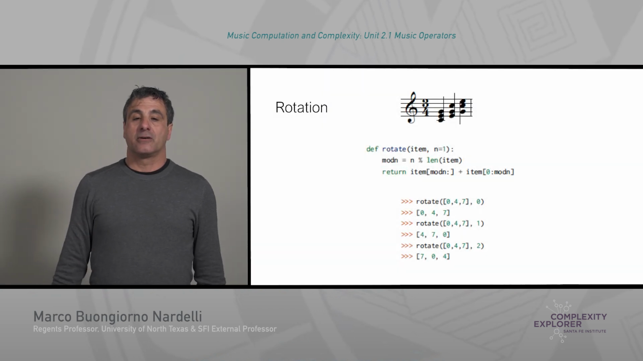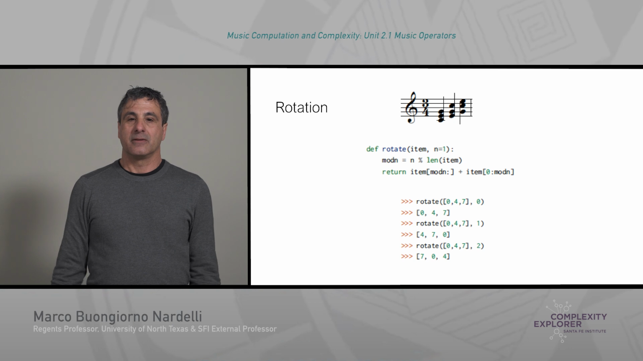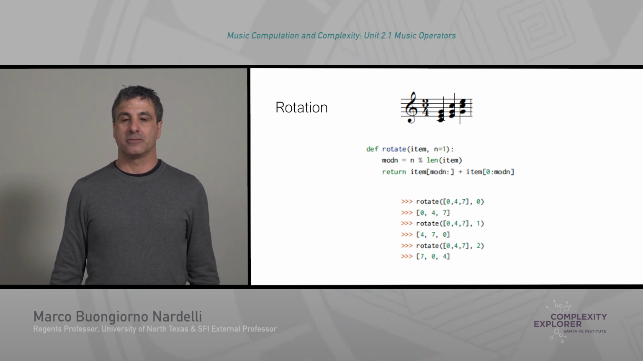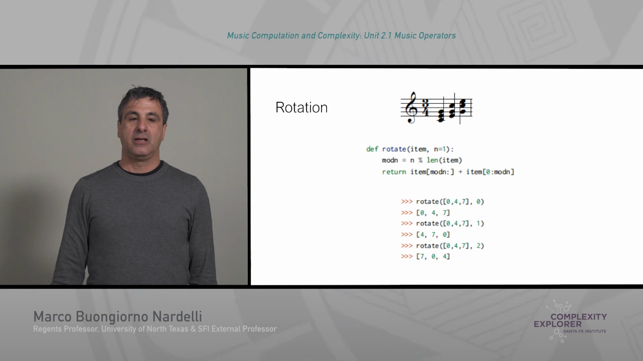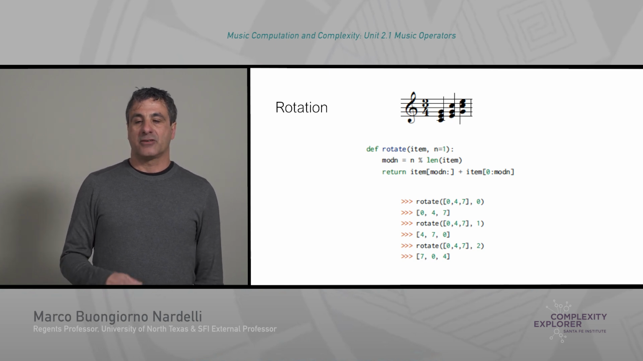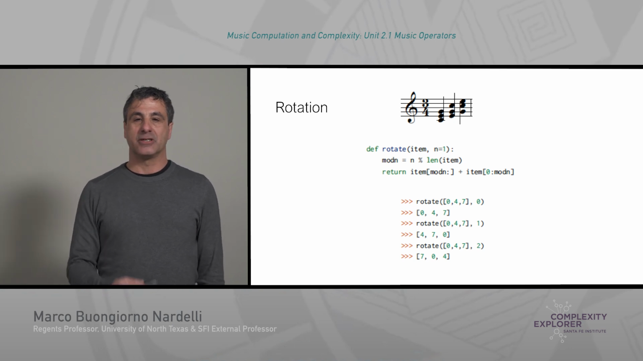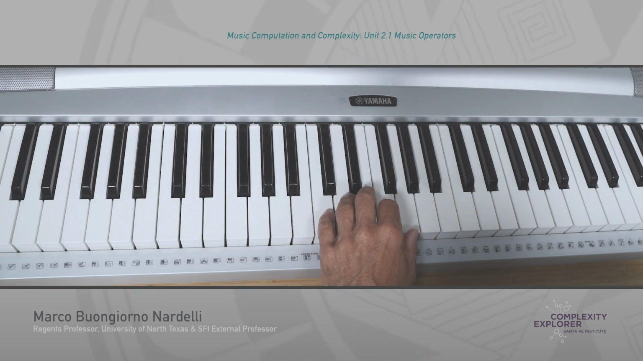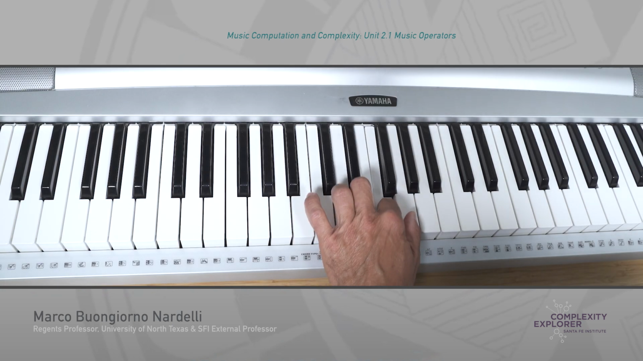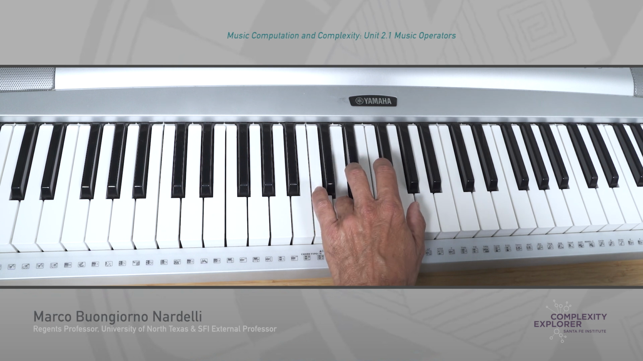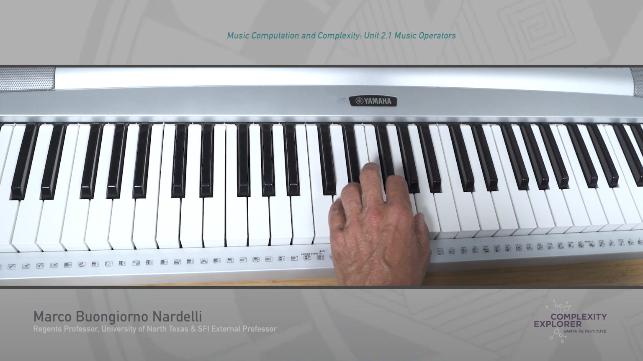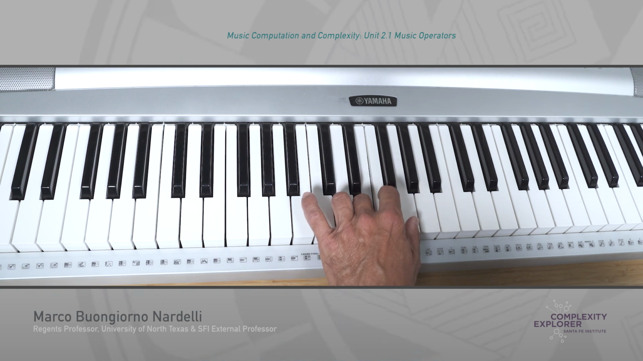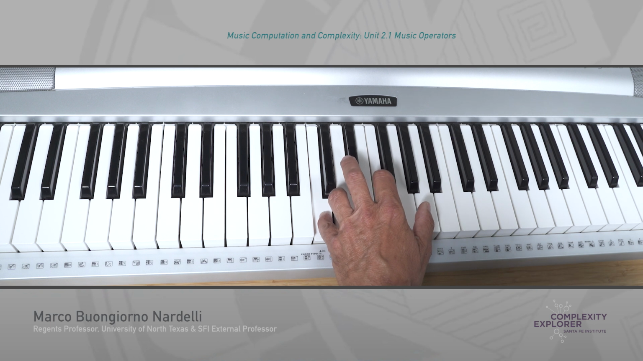Another operation that is fundamental in music creation is what we call a rotation. A rotation is when we take a sequence of notes, and instead of starting from the first note, we start from any successive note, and then we wrap around to go back and complete the sequence. So let's hear an example here. This is the original. This is rotated by 2 steps. This is rotated by 1 step.